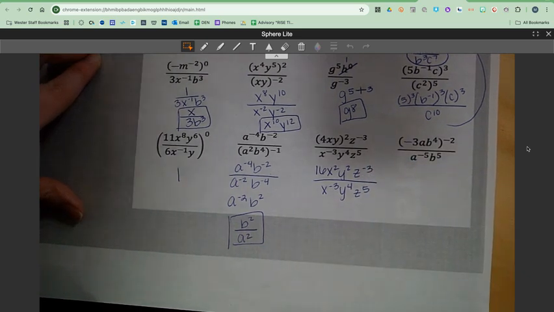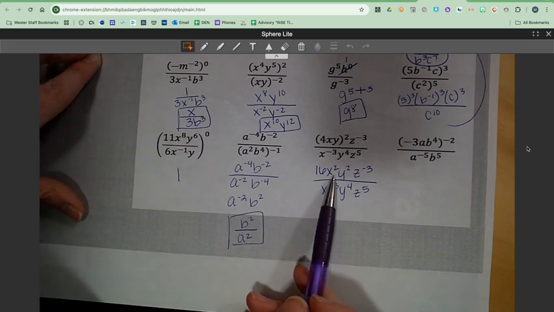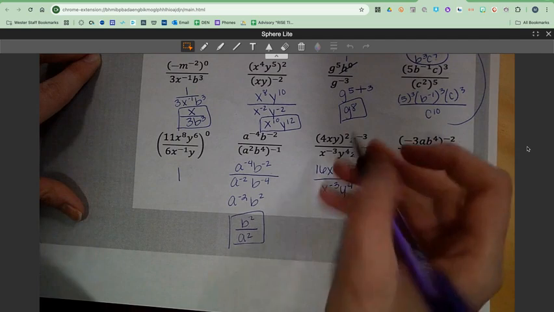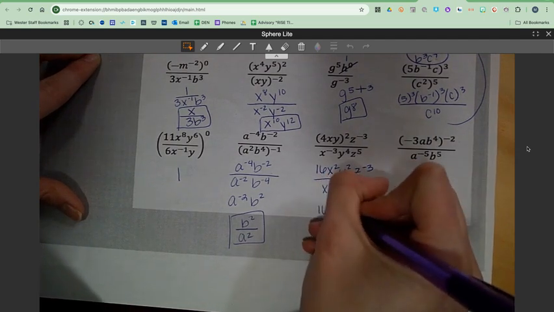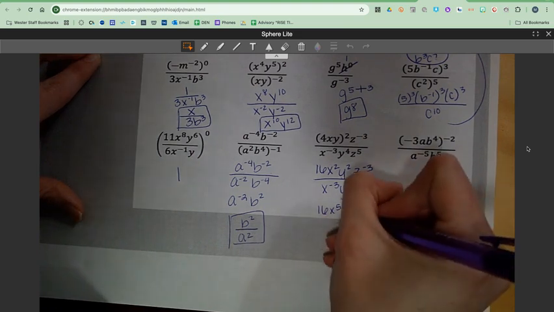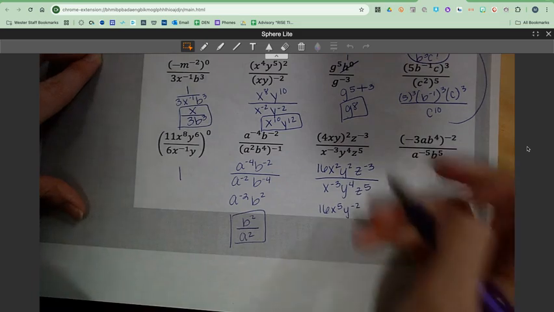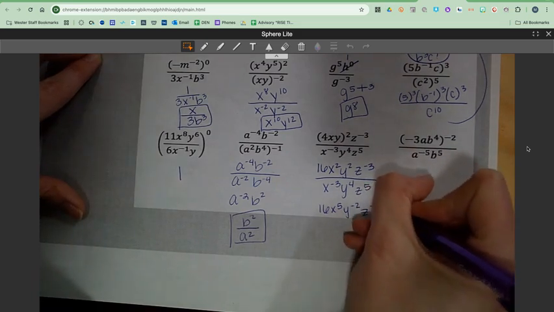Okay. So now we're going to go ahead and do the same basis and subtract our exponents. X has a power of 2 minus negative 3. This will become 16x to the 5th. Y has a power of 2 minus 4. This will become y to the negative 2. Z has a power of negative 3 minus 5. This will become z to the negative 8th.